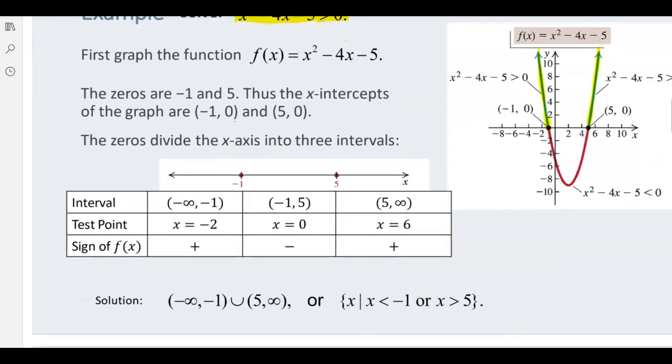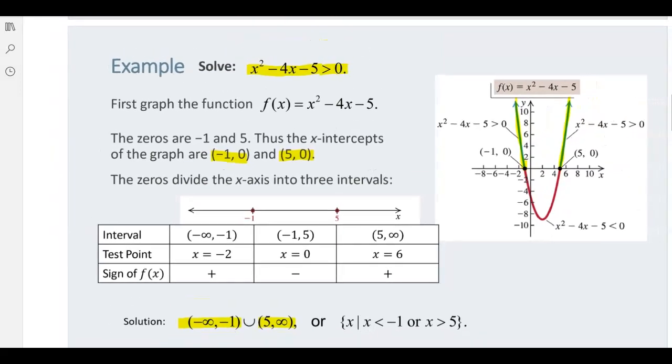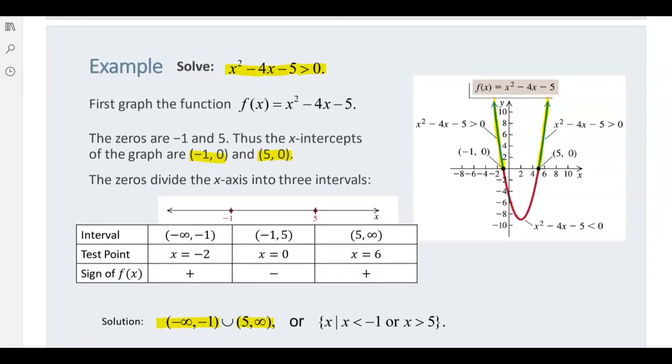Looking down at the solution, the solution matches the graph. It's anything from negative infinity up to negative 1. Negative 1 is the intercept point that we're getting, right? The x-intercept. And then also from positive 5 to positive infinity, that relates to the other x-intercept. The area in the middle, which we've removed, is below the x-axis, and so it doesn't meet the criteria that we're looking for in the original problem.